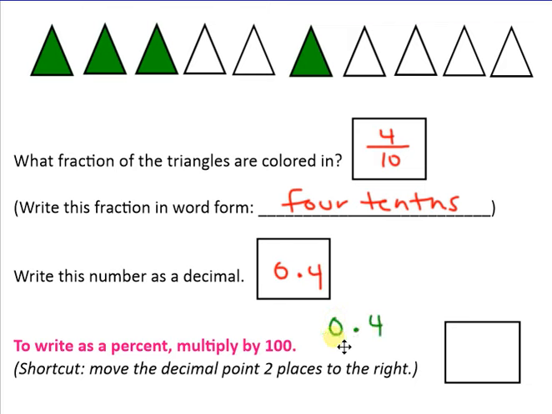Now, how do we take it from a decimal to a percent? You can do it two ways. You can take this and multiply it by 100, but the easier way is to move the decimal over 2 spots to the right, add a 0 if you need to, so then it is 40%. Just like that.